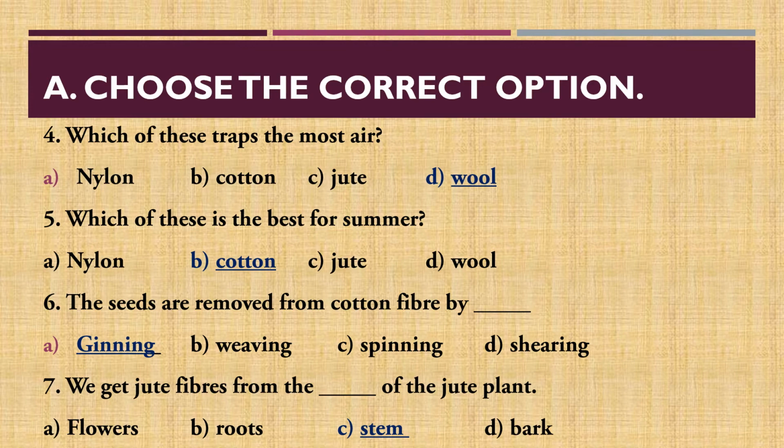Question 7. We get jute fibers from the dash of the jute plant. A. Flowers, B. Roots, C. Stem, D. Bark. Jute is a plant fiber which is obtained from the stem of the jute plant. Answer option C, stem.